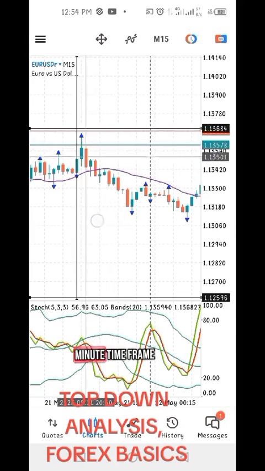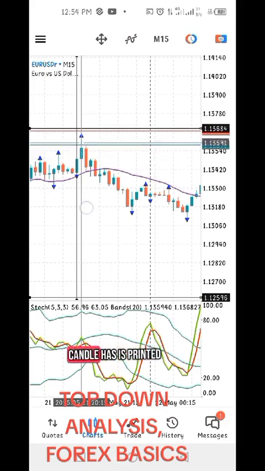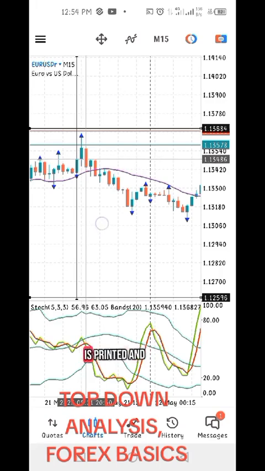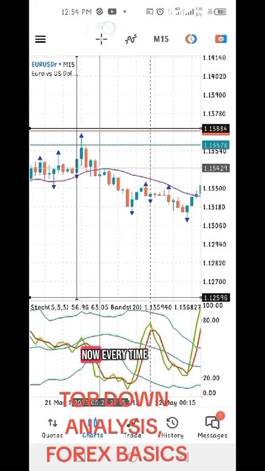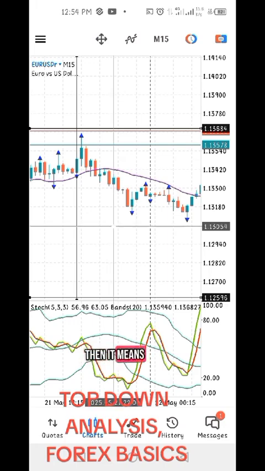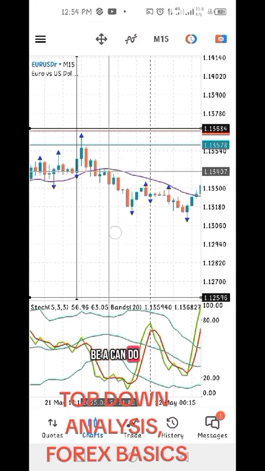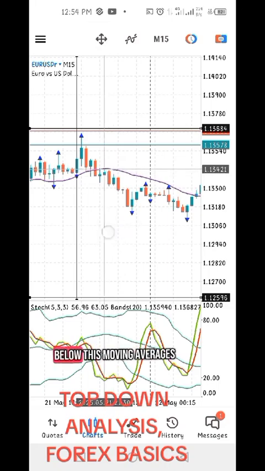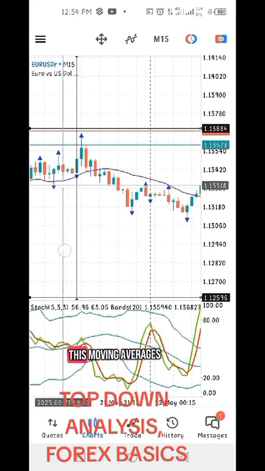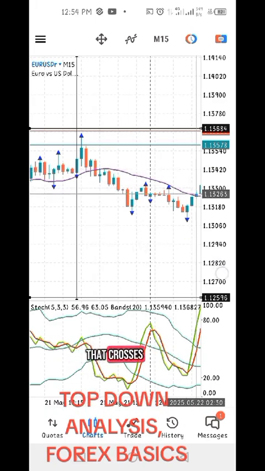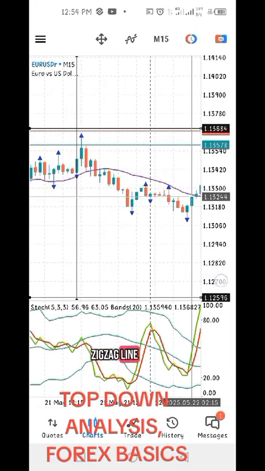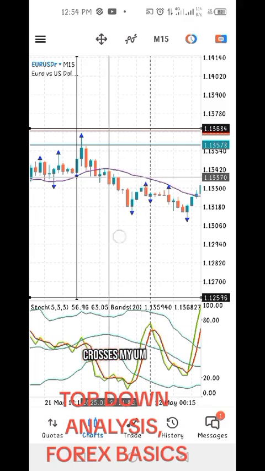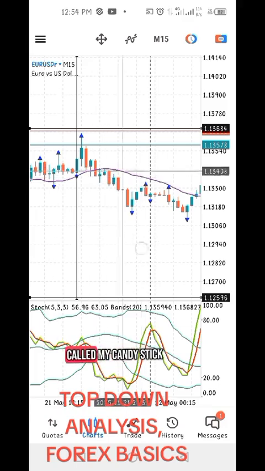On the 15-minute time frame, this red candle is printed and printed and printed. Now, every time I want to call a trade to the group, this is what I'm waiting for. If I'm looking for a sell trade, then there must be a candle that will close below these moving averages. These moving averages are this zigzag line that crosses my candlesticks.